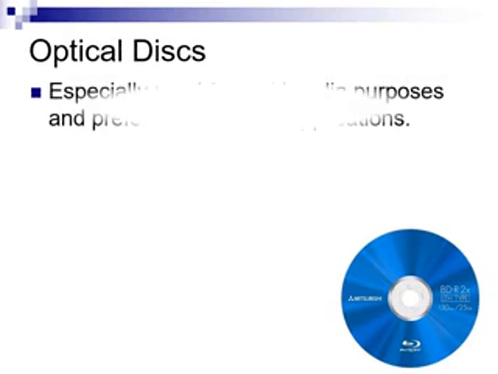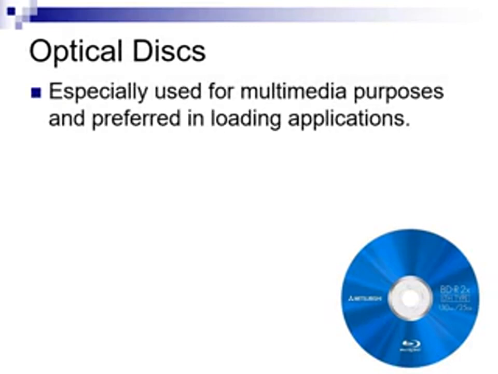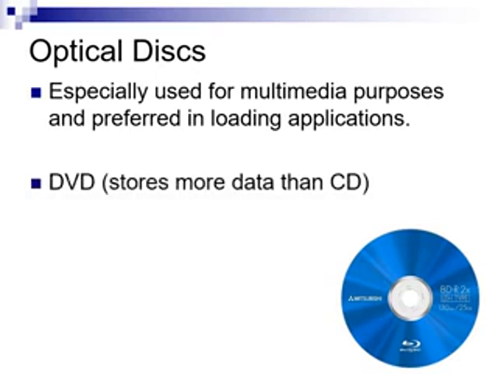Optical discs. These are specially used for multimedia purposes, and they are preferred in loading applications, loading operating systems, as well as storing music, pictures, and anything else that you want to store there. Like DVD, this one stores more data than a CD. A CD is smaller, it's like 700 megabytes, while a DVD is 4.7 gigabytes.